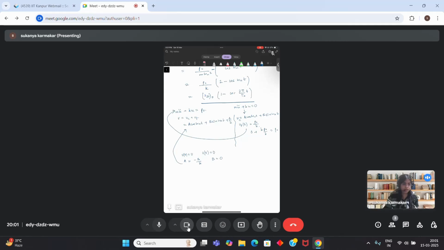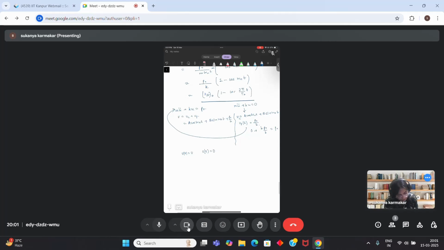I hope figuring out the initial conditions is fine. You'll be able to figure it out, like how did I calculate it? Let's put t equal to 0. So U of 0 is 0.